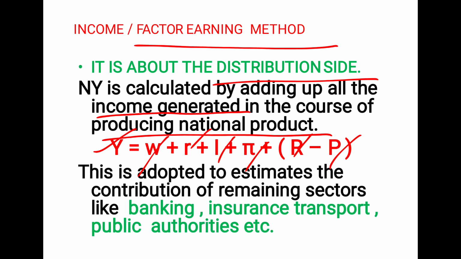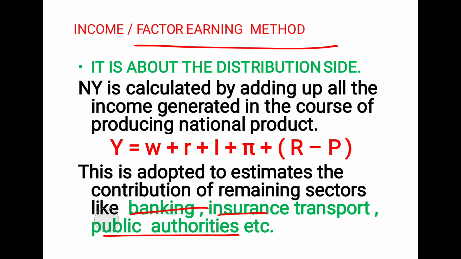This is an adaptation to estimate the contribution of the remaining sectors. So we should take into consideration banking, insurance, transport, public authorities, private enterprises, then domestic services. All this has to be included under the national income. So what is the income method otherwise called? It is also called the factor earning method. So what is the formula for it? Income method calculation: Y = W + R + I + π + (X − M).